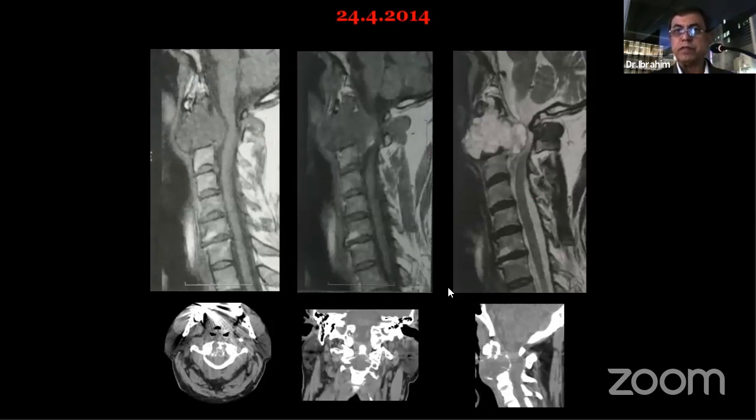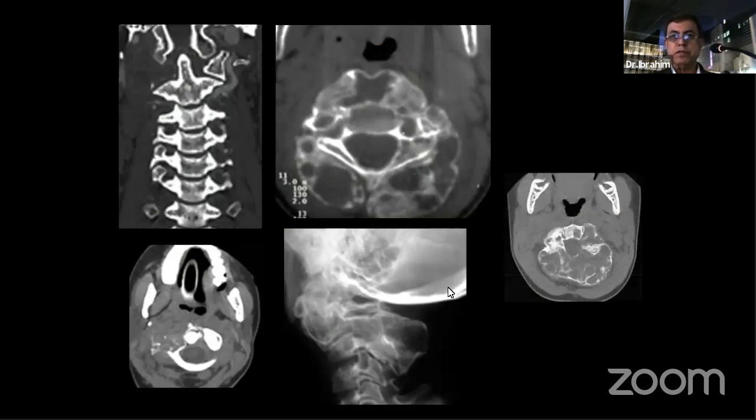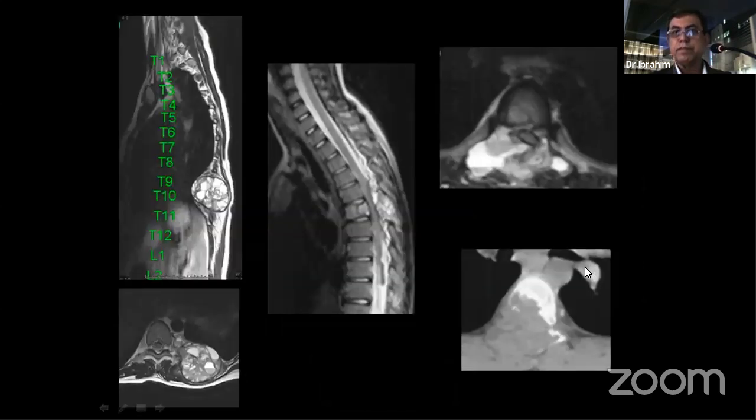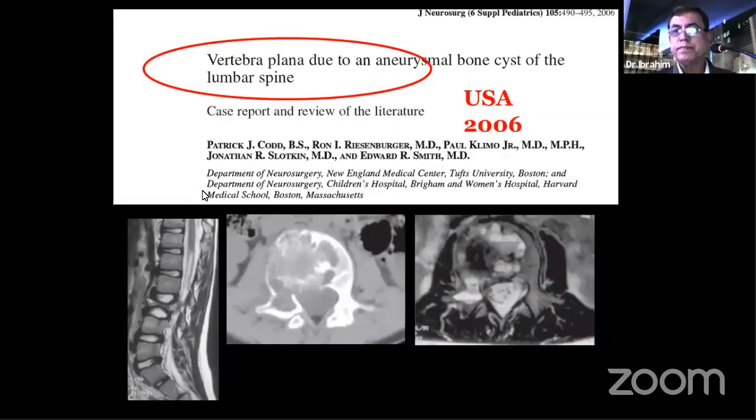Again here, aneurysmal bone cyst of the C1, C2, the amount of destruction it causes. Here in the thoracic spine, it can present with spinal cord compression. This is a very cute paper about vertebral plana caused by aneurysmal bone cysts. Look at the vertebral plana here.